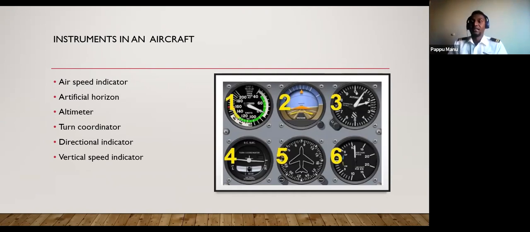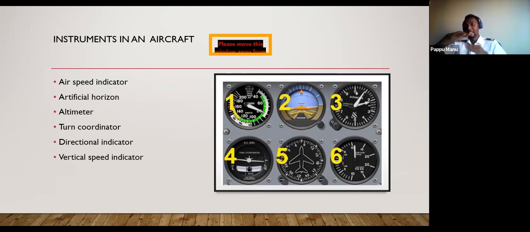The last one that we have is your vertical speed indicator. The vertical speed indicator shows how fast or how slow the aircraft is climbing or descending, going up or going down vertically. If the needle, like in the picture, is all the way up to 10, that means the aircraft is climbing. If the needle is down, the aircraft is going down. If it is in the middle, that means it's going straight.